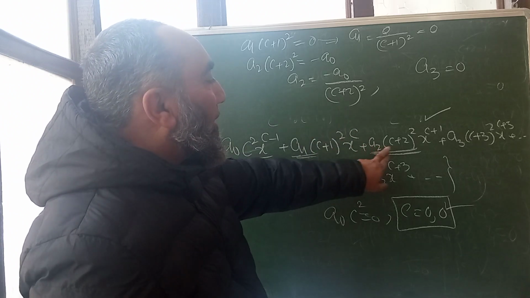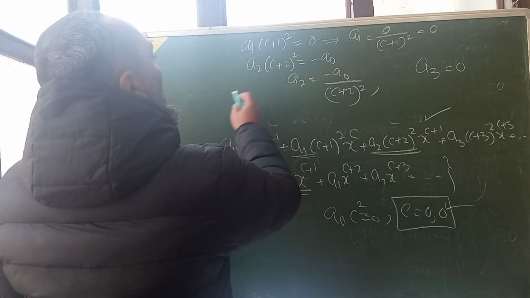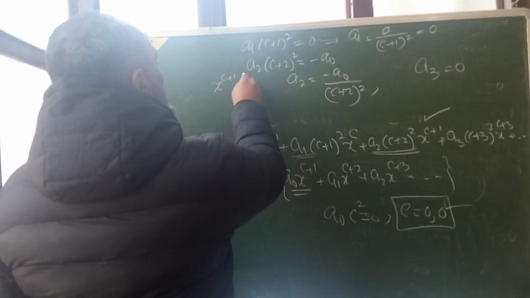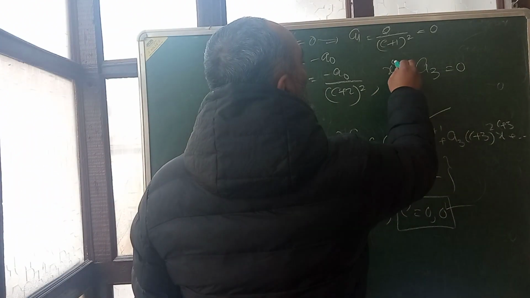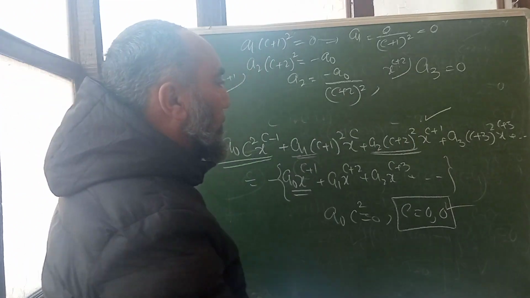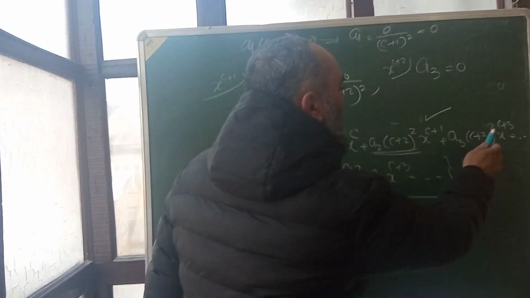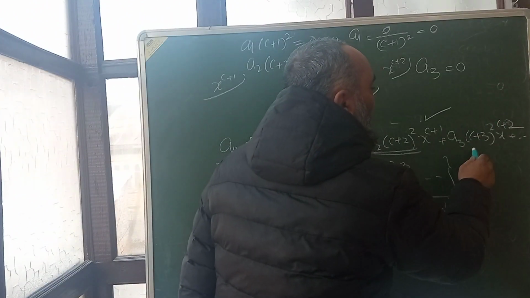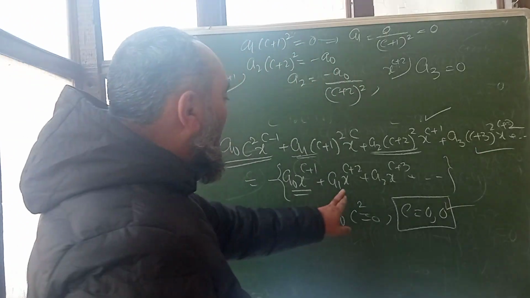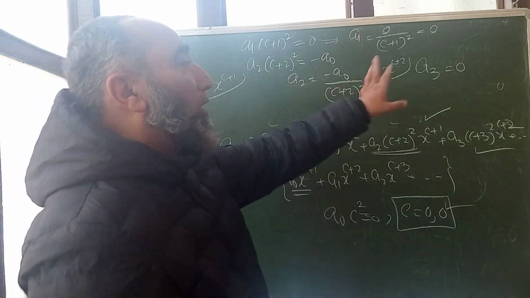You see, the coefficient of x raised to power C plus 1, now the coefficient of x raised to power C plus 2, and this is C plus 2, which is in terms of A1. But A1 is 0, so A3 is 0.